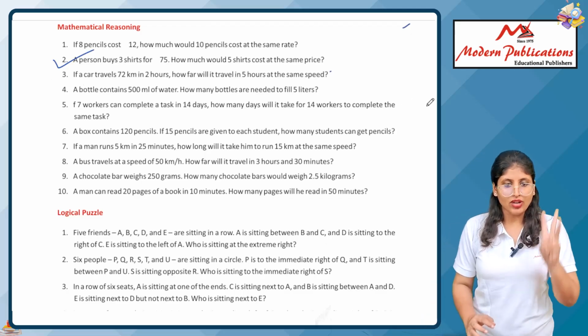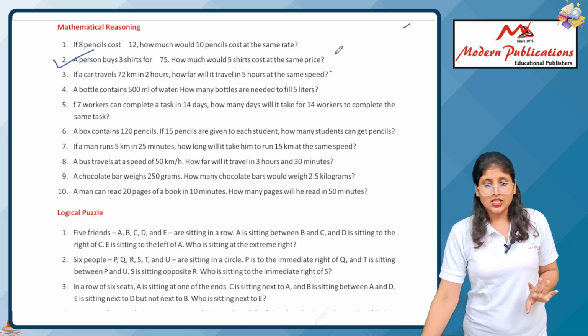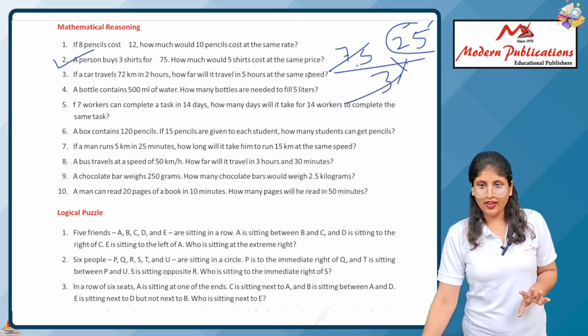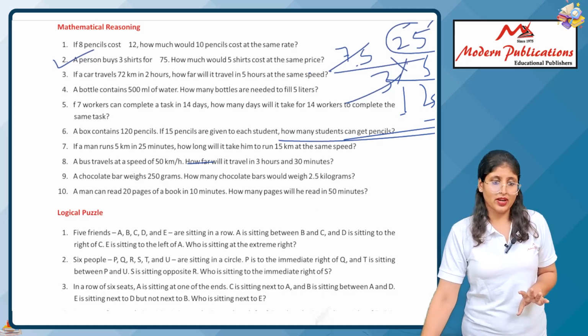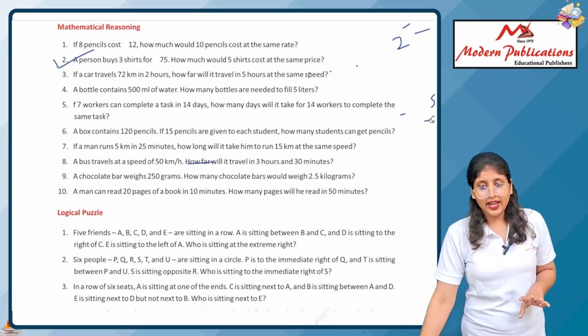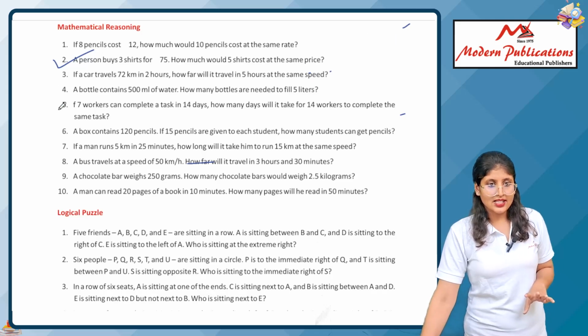A person buys 3 shirts for 75. Just find the cost of one shirt first. 75 divided by 3: 3 ones are 3, 3 twos are 6, 3 fives are 15, so 25. Then 25 into 5 is 125, so we have to pay 125. Why am I not covering all these things? Because we already discussed them in the maths classes.